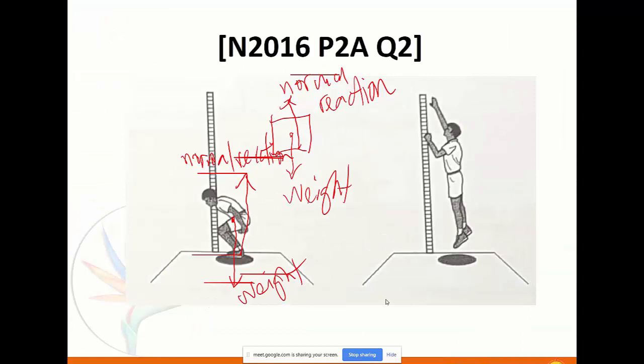Okay, next. So you label this is weight and this is normal reaction. How about this one? Weight only, right? This is off the ground. Is there any contact? No, right? Is there any friction?